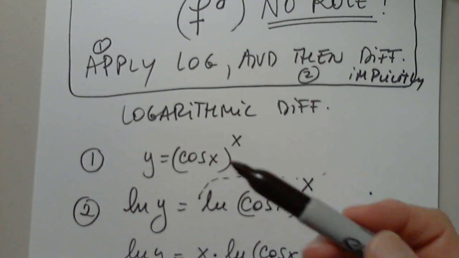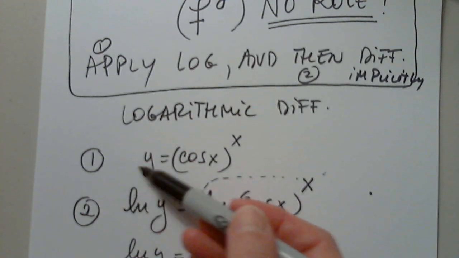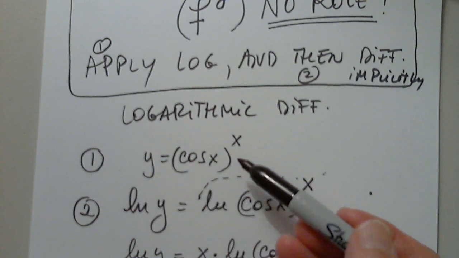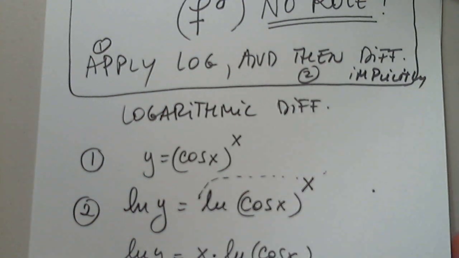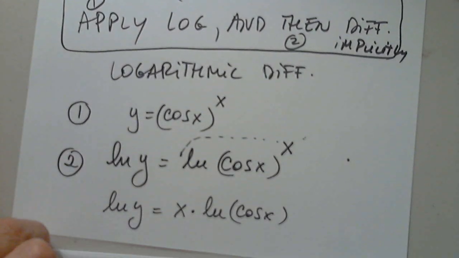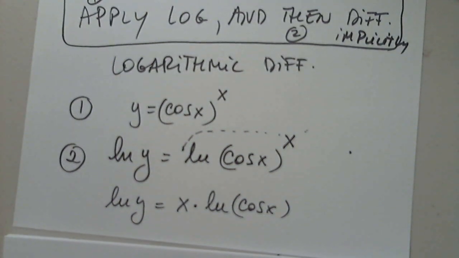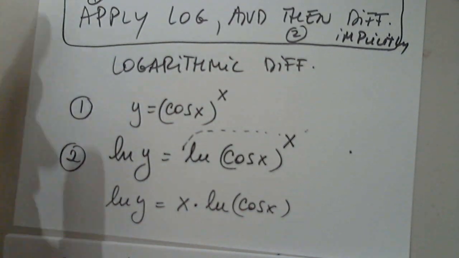Perfect. So first step, I shouldn't even call this first step, but anyway, it's the first line. I have to write the function as is. Step 2, I apply natural log, and then I apply one of the properties of natural log. And now in step 3, I will differentiate implicitly, of course. So 3, differentiate implicitly. Okay, so let's do that.